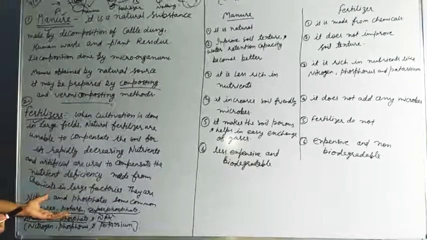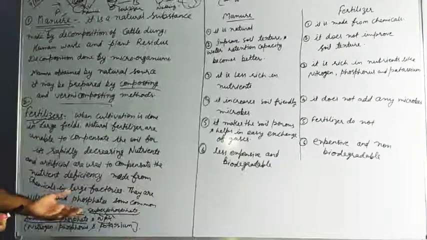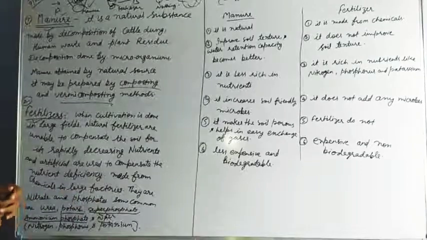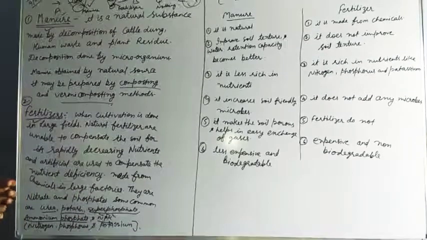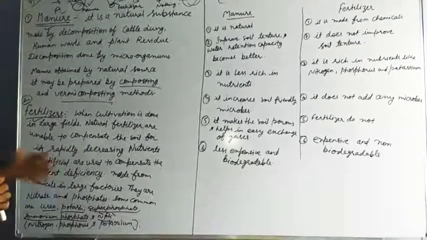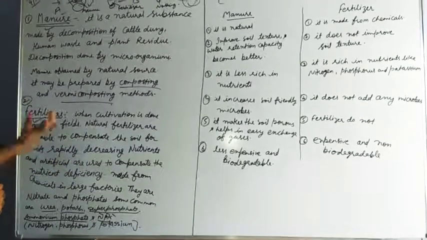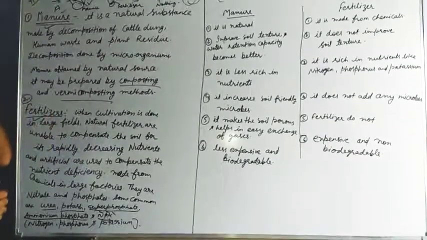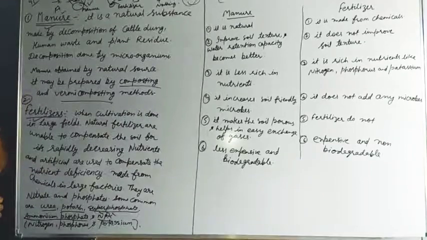So NPK is always present in artificial fertilizers. These are the chemicals: nitrogen, phosphorus, potassium. All of these are chemicals, that's why it is called artificial. So fertilizers are artificial in nature.